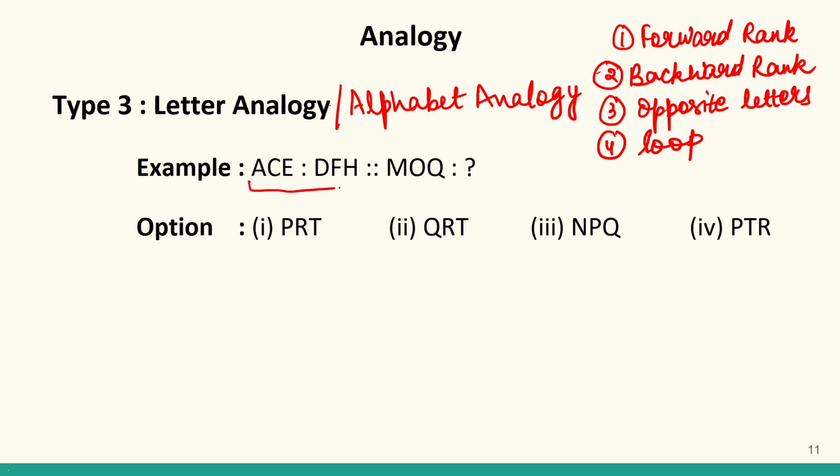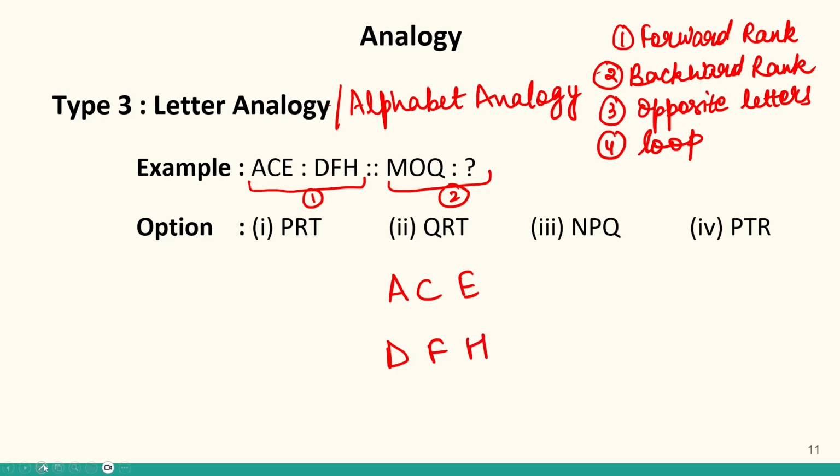Over here you can see this is divided into 2 parts. This is the first part and this is the second part. So first we have to identify the relationship between the first pair and then we have to apply the same logic to identify the relationship between the second pair. From here I can see that somehow ACE is related to DFH.